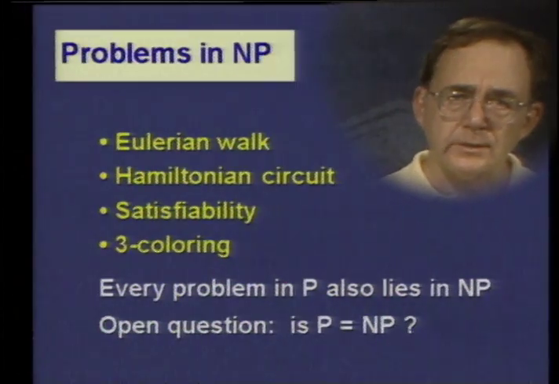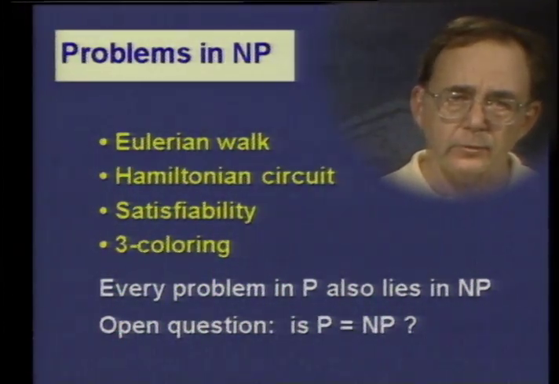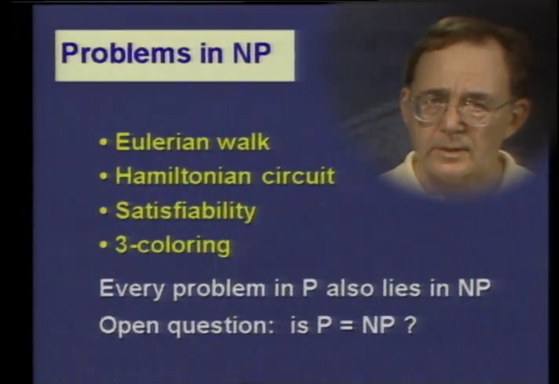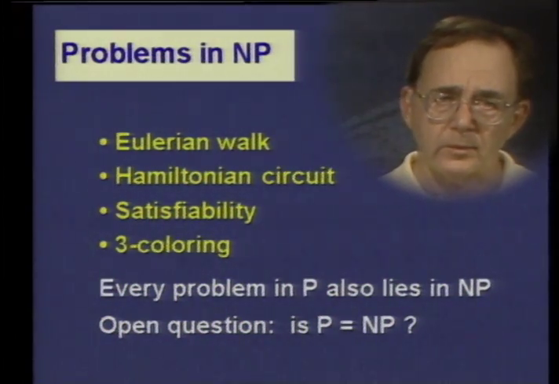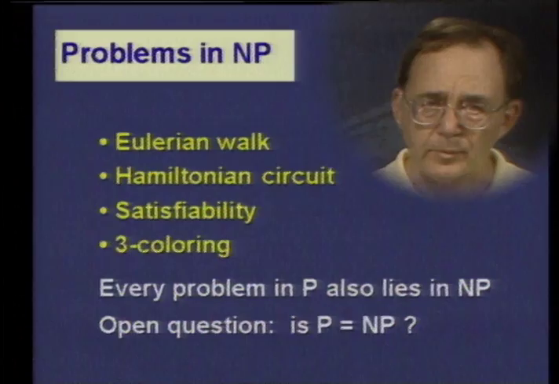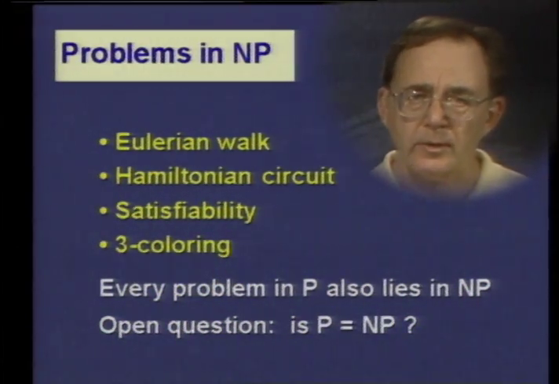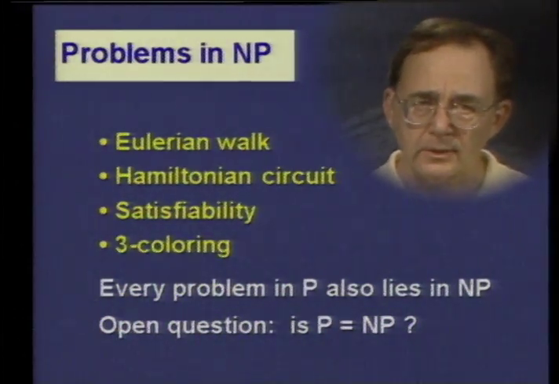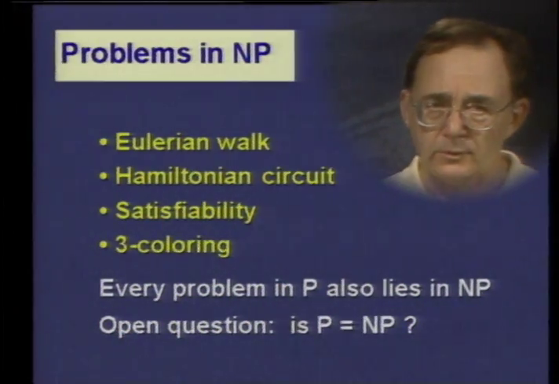So then what is the relationship between the class P of problems that are easily solved, problems that are solvable in polynomial time, and NP, the class of problems for which witnesses are checkable in polynomial time? It's easy to see that every problem in P lies in NP, but what about the converse? Does every problem in NP lie in P? Is P equal to NP? This is generally considered the single most important open problem in theoretical computer science.